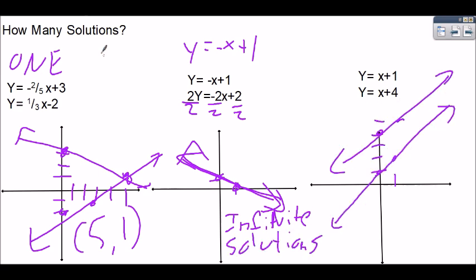So how many times do they cross? How many solutions do they have? Well, they never cross, and they're parallel. They have the same slope of 1 over 1. If they never cross, we say that there are no solutions.